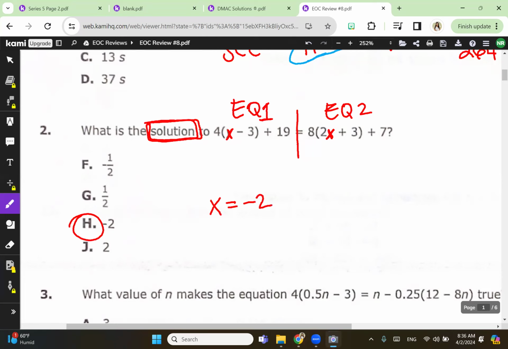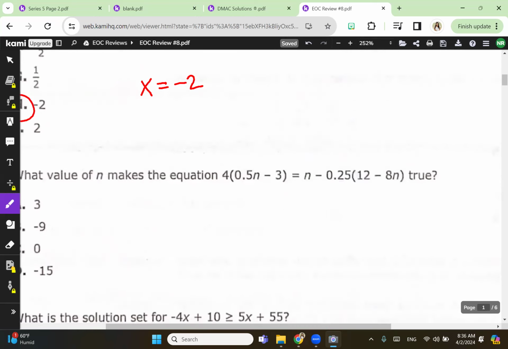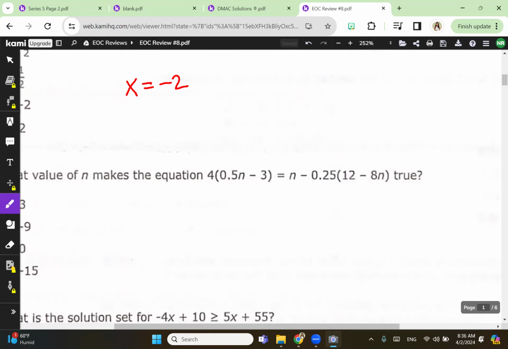It says, what value of n makes the equation true? This is another one where you're just solving for n, but notice you only have n throughout the whole equation. That is one variable. It's like solving for x. So you can just use your equation solver again. Now to type in your next equation, you're just going to go back up, press the up arrow.